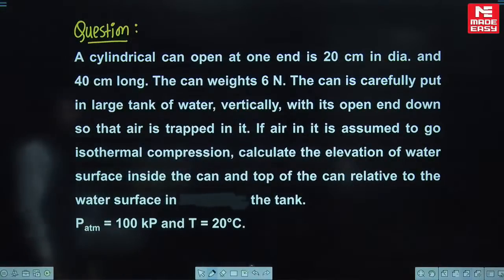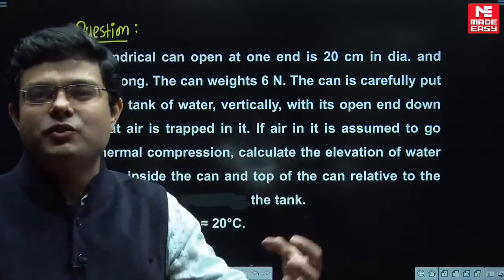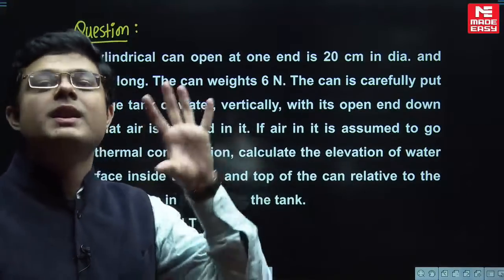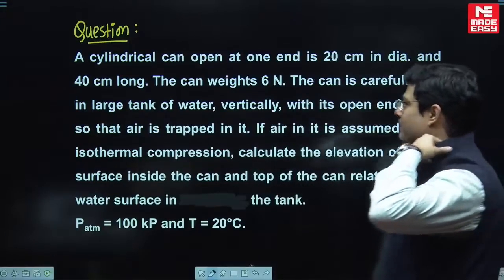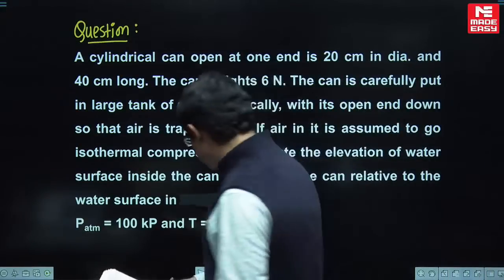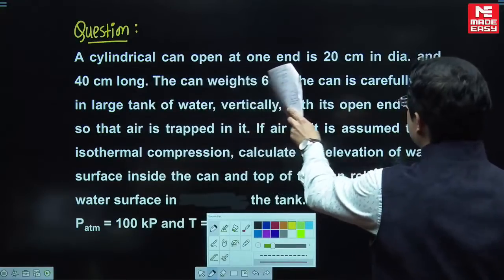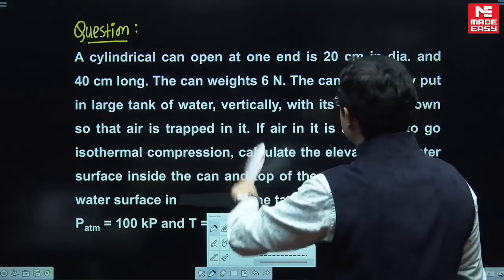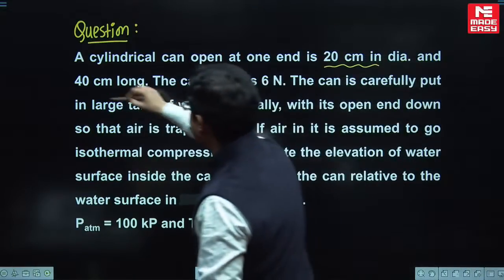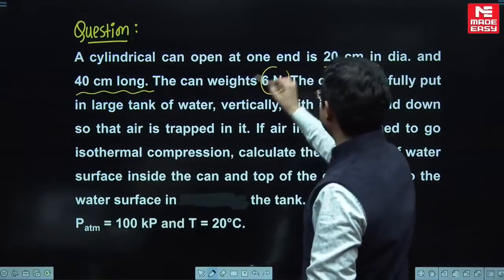A mind-boggling problem. But in this problem, some of the civil engineering students might face some problem, only for this problem. But it was a wonderful problem, so I have to take it. A cylindrical can open at one end is 20 centimeter in diameter and 40 centimeter long. The weight of the can is 6 Newton.